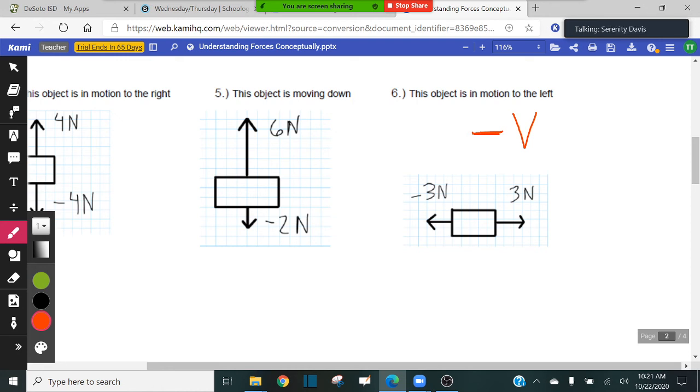Then the sum of the forces will be zero, right? Yep. And then constant velocity in the negative direction. Yes, ma'am.